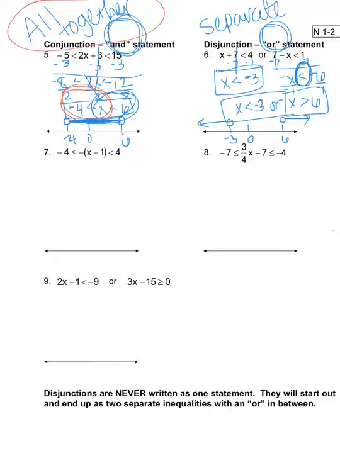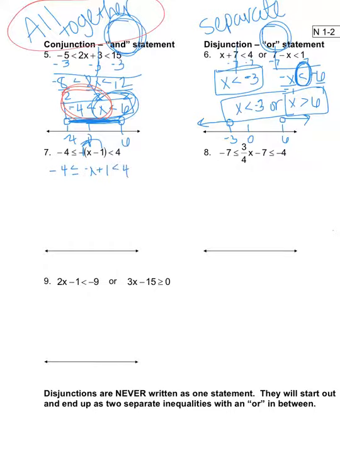Okay, let's take a look at 7. Okay, so notice we have an and statement because it's all together. But notice in front here, we're going to have a -1 in front of the parentheses. And so we're going to have to distribute that. So that's going to make it -x. And that'll be a +1. Remember, we talked about that yesterday. Always look at the sign in front. Is less than 4.